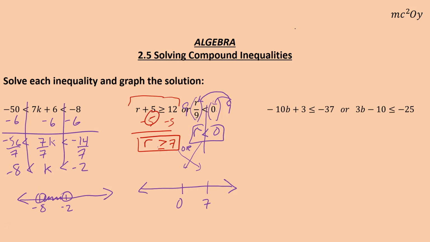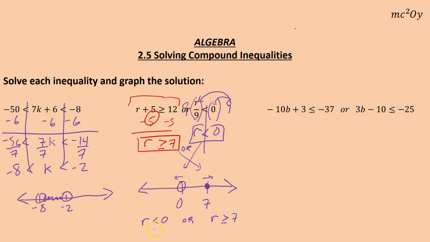So if that's confusing to you, just rewrite it in numeric order. 0 comes first, 7 comes after that. So in this case, we'd have an open circle on 0, closed circle on 7, and it's shading to the right, and the arrow's pointing to the left.